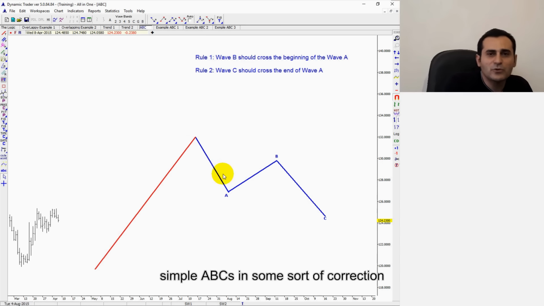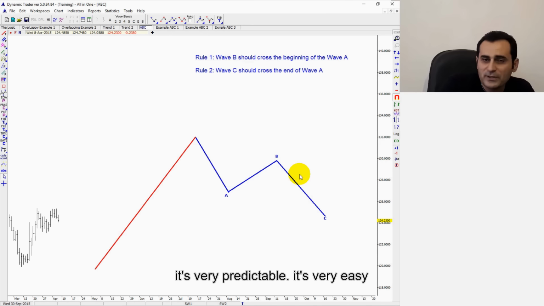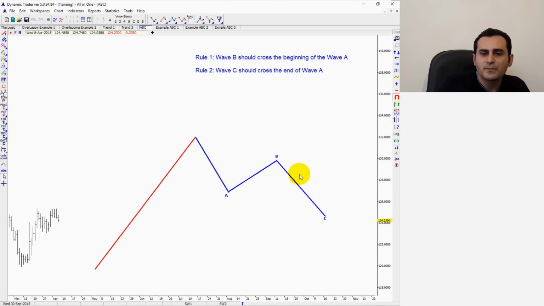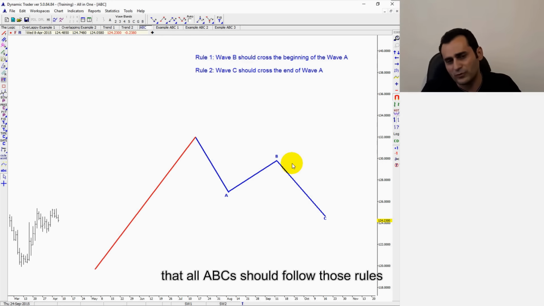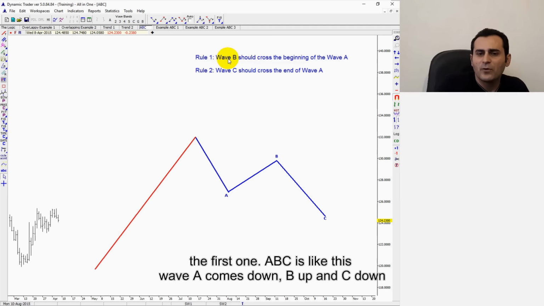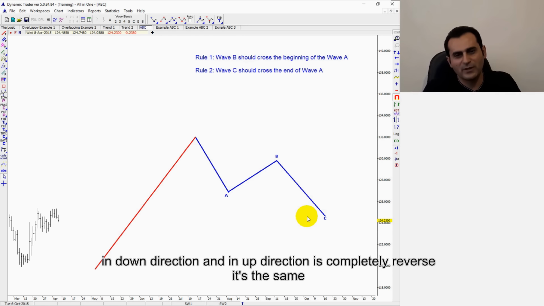Simple ABCs are some sort of corrections. They're very usual corrections and very predictable. It's very easy, and it has just two rules that our ABC should follow. ABC is like this: wave A comes down, B up, C down in a down direction, and in an up direction it is completely reverse.